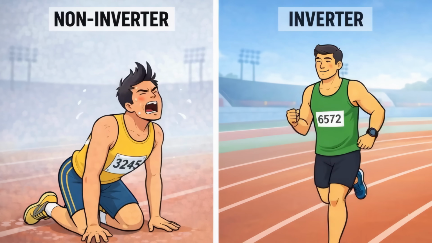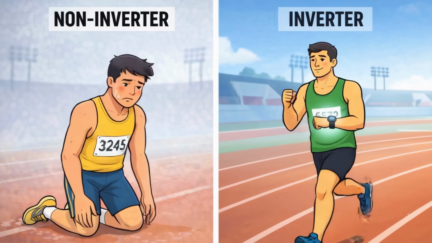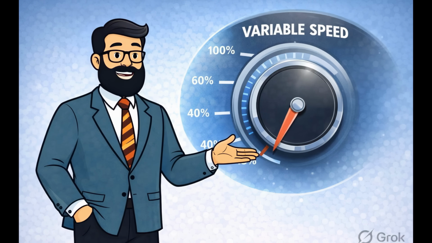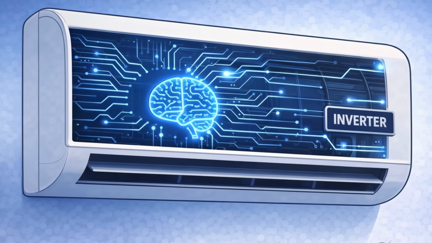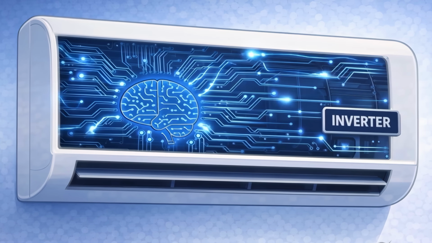If the non-inverter is a sprinter, the inverter AC is a marathon runner with a high-tech smartwatch. It doesn't believe in all or nothing. It believes in just enough. The inverter isn't a different kind of cooling technology. It's a different kind of brain for the motor.